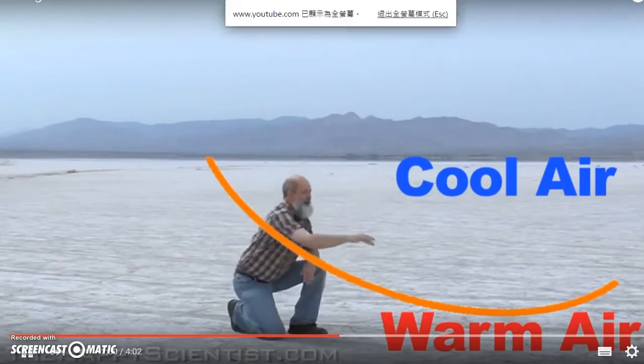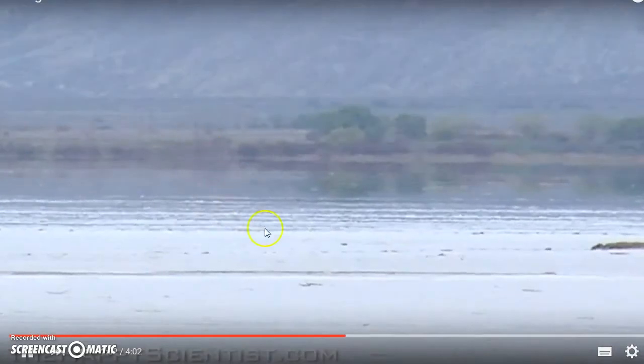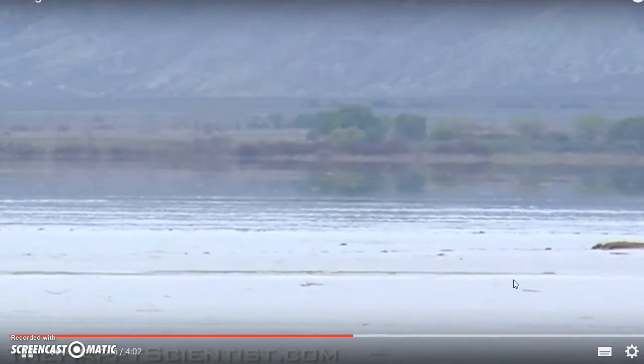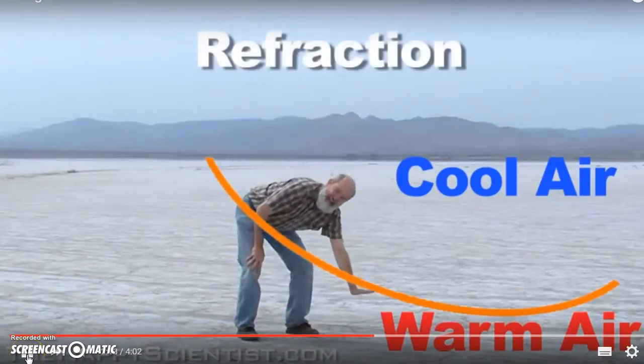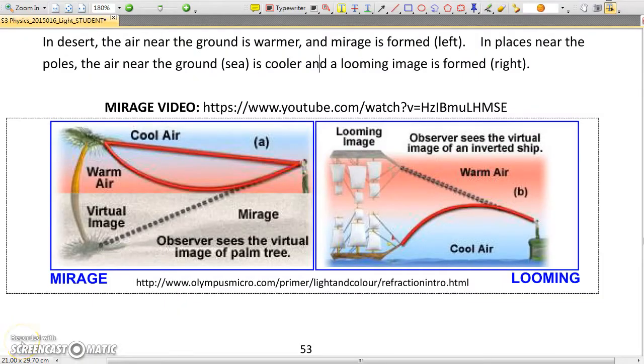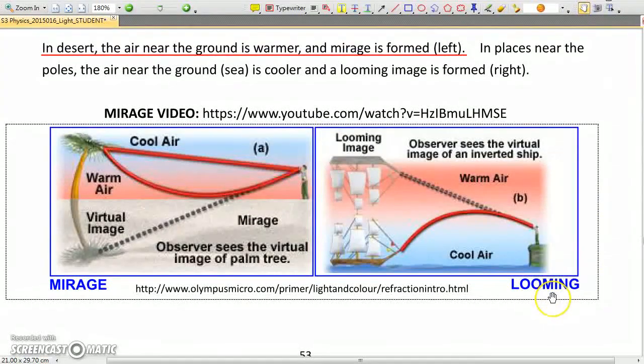So the light from the top of the hill will just go down and be reflected. So you see the hill on the ground. It's just like there is a pool of water that reflects the light of the hill. Mirage is the name given to what happens when there's warm air on the ground and cool air above, which is what happens in a desert. Looming is the name given to something just opposite, when the air near the ground or the sea is cooler, and this happens in places which are very cold, near the poles.